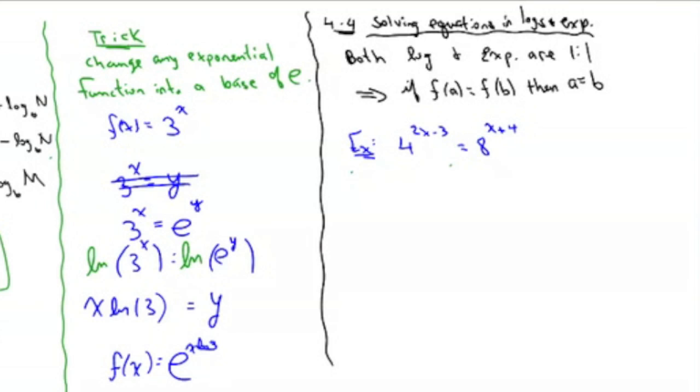What's another way of writing 4, product-wise? 2 times 2, better known as 2 squared. So I can replace the 4 with 2 squared, raised to the 2x minus 3. What can I replace 8 with? Well, what's 8 factor into? 2 times 4, but 4 is 2 times 2, so how many 2's is that? 3. So that would be 2 cubed is the same thing as 8, raised to the x plus 4.